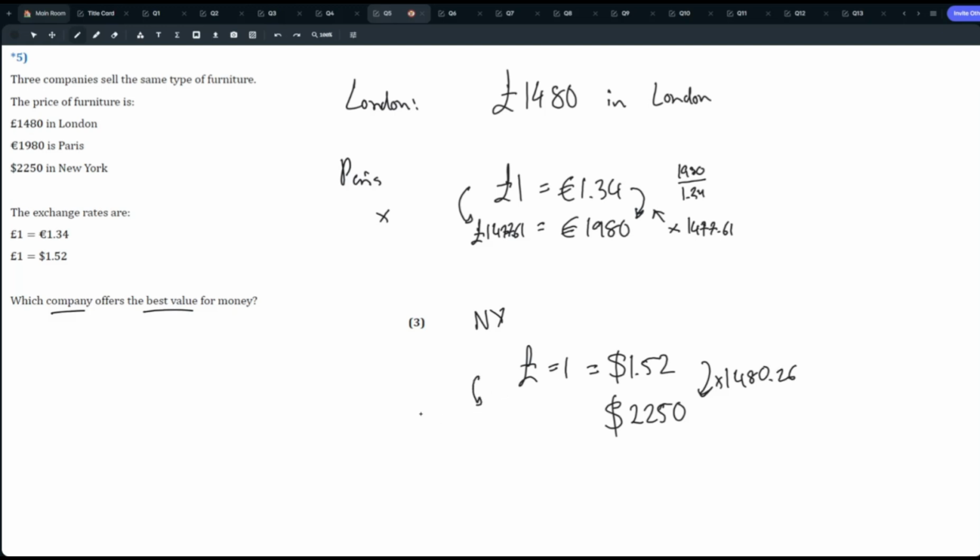Well, that's what it will be because it's our multiplier. Whatever you do to one side, you do to this side. So this will be times 1,480.26. So as you can see, that's just £1,480.26. Okay, so now we're just looking at which has the better value if we compare in pounds, and it looks like Paris is the better value.